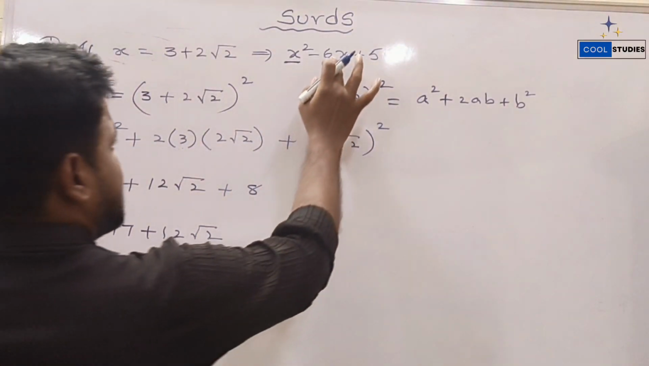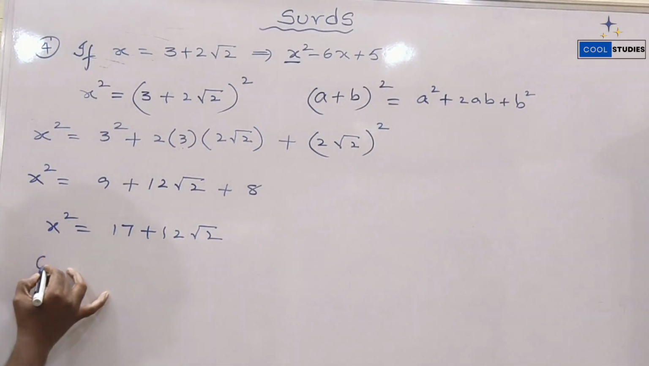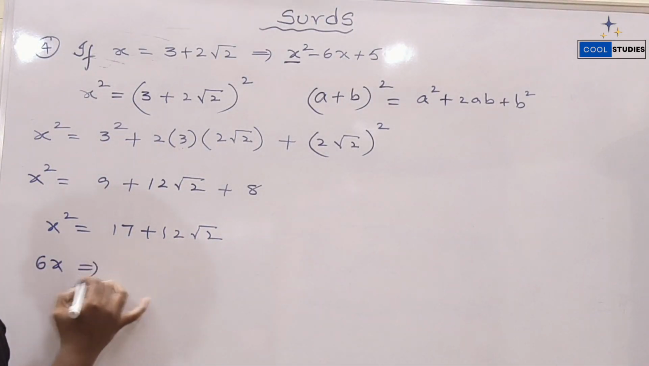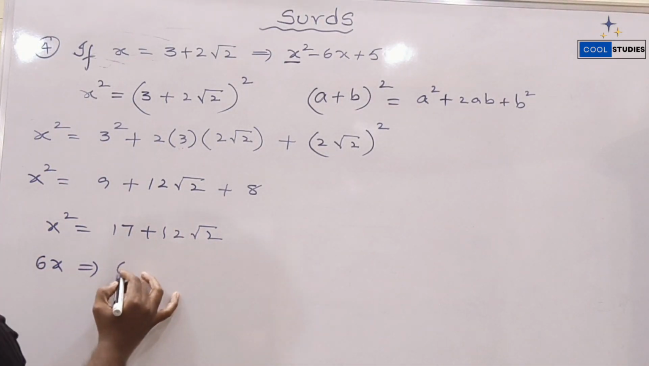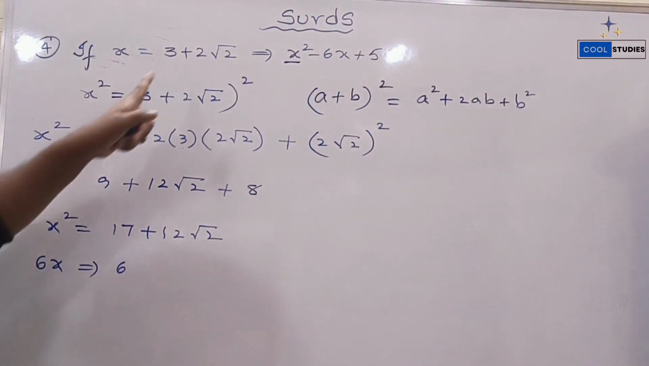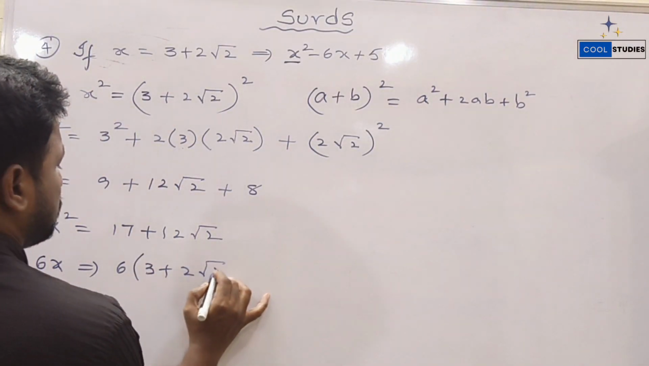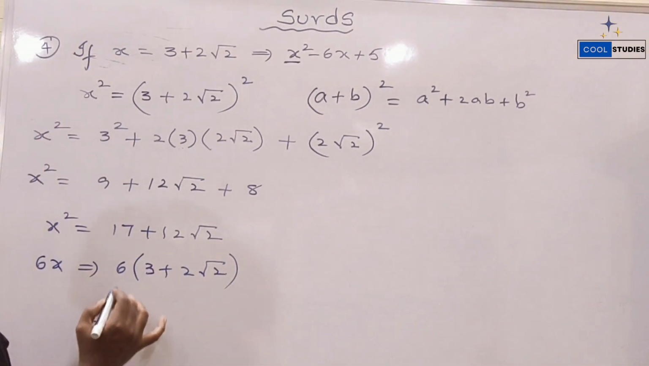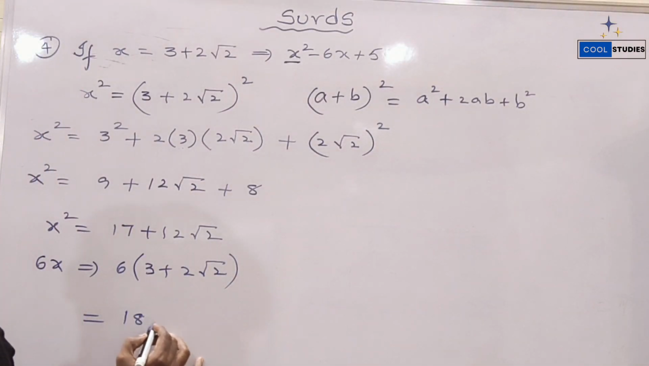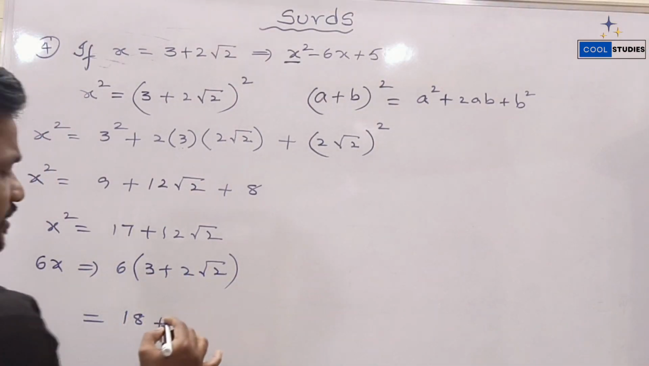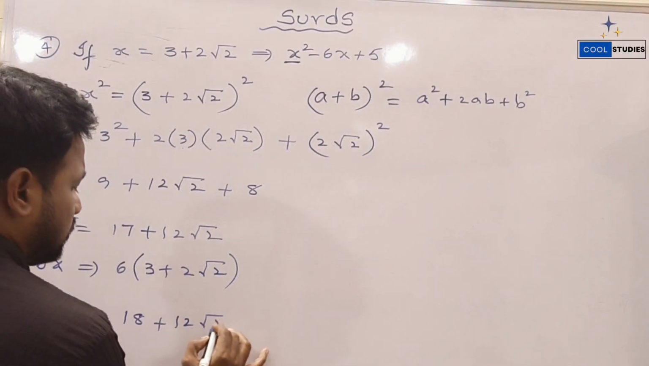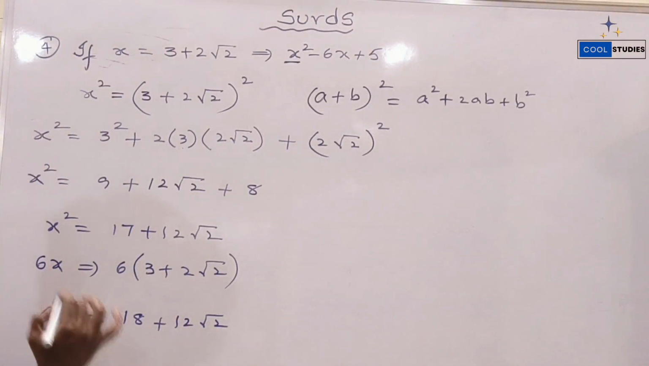So we got x square is 17 plus 12 root 2. Let us find 6x. 6 times x. What is given for x here? 3 plus 2 root 2. Let us multiply. 6 threes are 18, plus 6 twos are 12 root 2. So we got the 6x value.